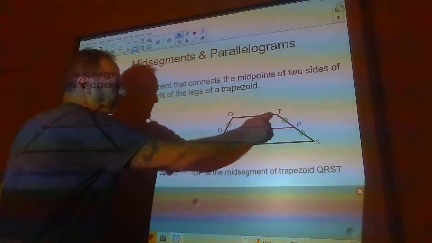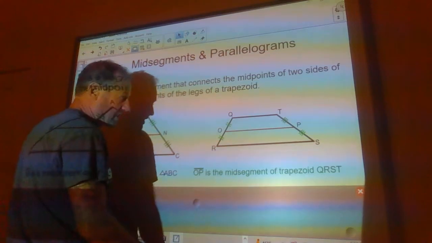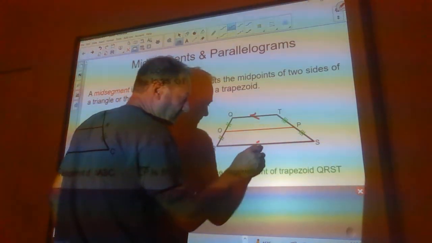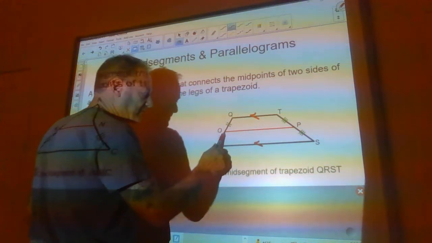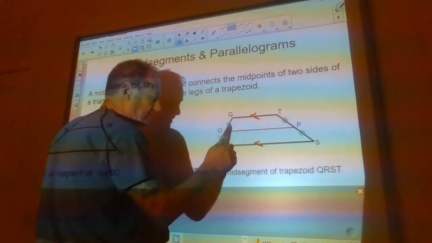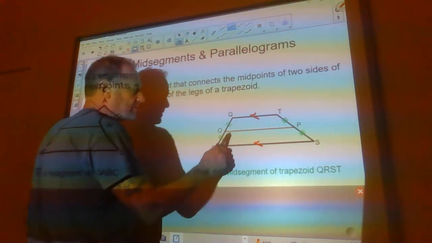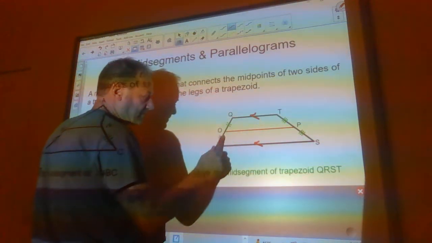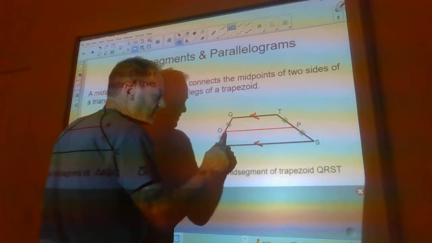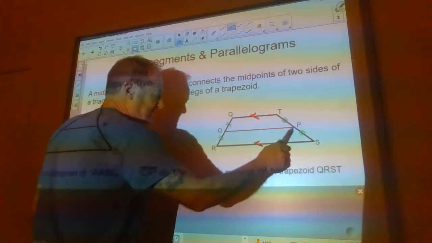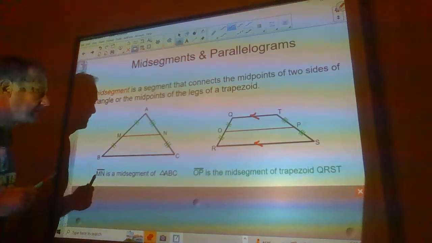Let's look at the trapezoid first. Here are my two parallel sides, and that means these are the legs, QR and TS. This connects the midpoints, because these two are equal and these two are equal. So we connect the two midpoints. This is a midsegment, OP.